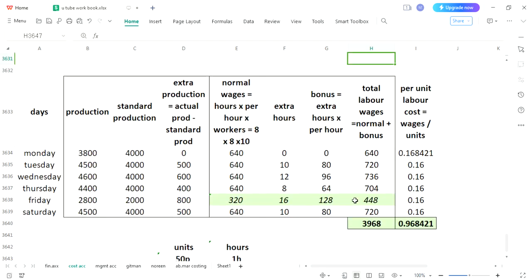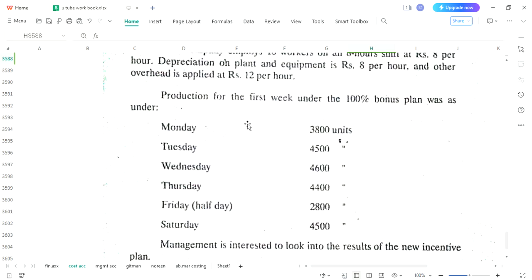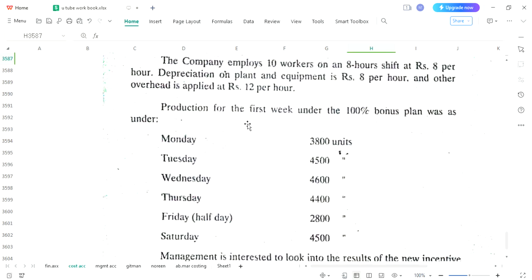Okay, now we will go back to the question. We'll see what the next requirement is: up till 50 at least. Now we have seen earning of employees, labor cost per unit, and now overhead cost per unit. So go back to the question and see what is total overhead. Depreciation, yes, it is 8 and other overhead 12. On Saturday he had also worked less than 9 hours, only 6 hours, so 6 hours would be considered on that day.